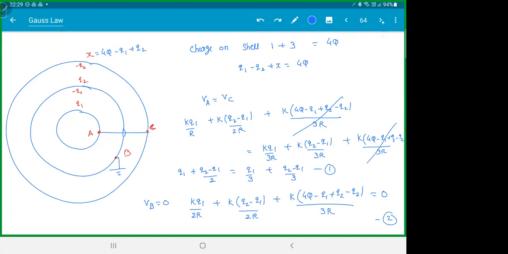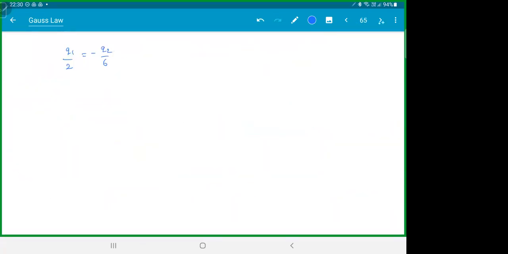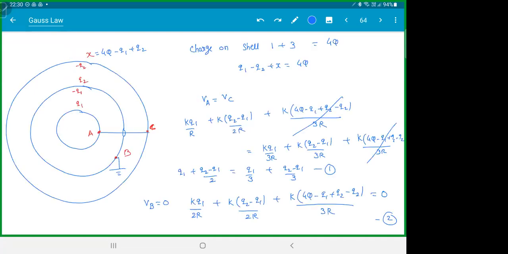And this will be Q1 minus Q1 by 2, so Q1 by 2, and it goes that side, Q1 by 3, Q2 by 3. So perfect. First equation will be Q1 by 2 is equal to minus Q2 by 6. That's your first equation. That is 1 by 3 minus 1 by 6. Yeah. Q1 is minus Q2 by 3. That is equation 1.